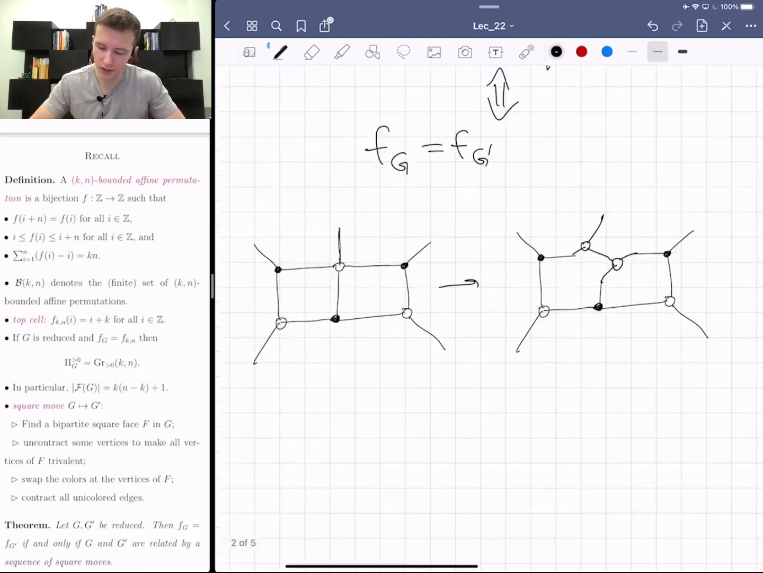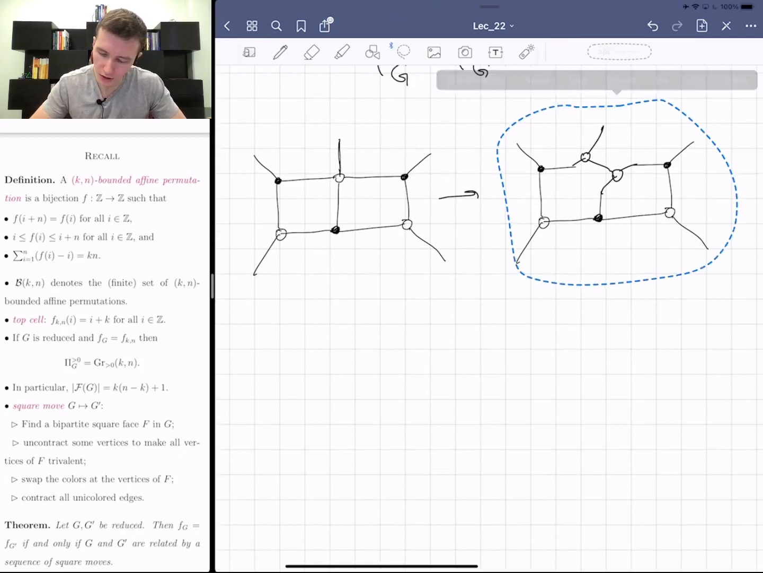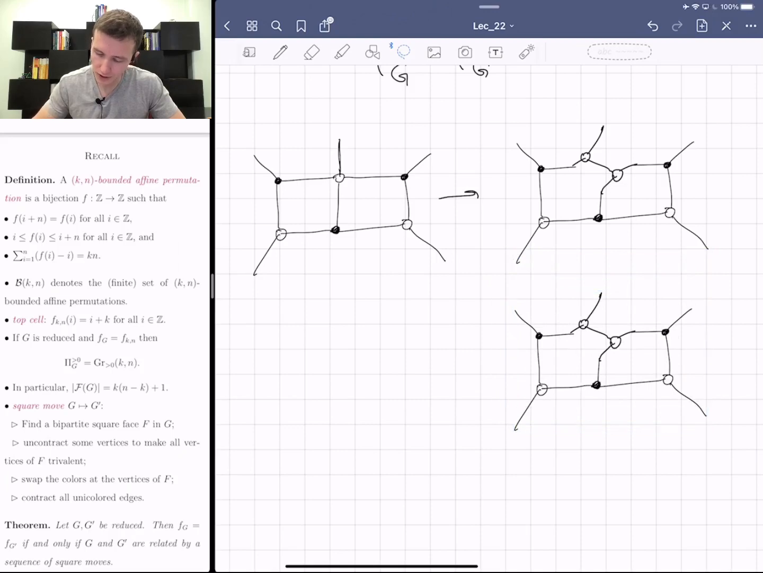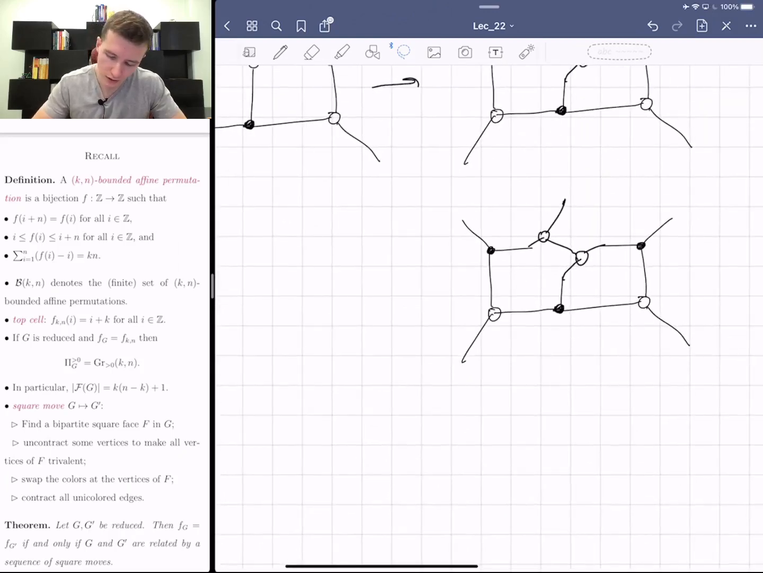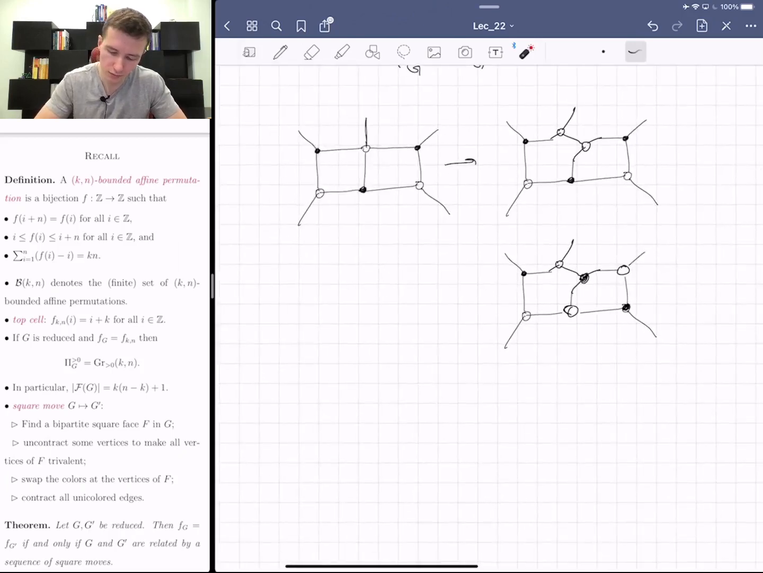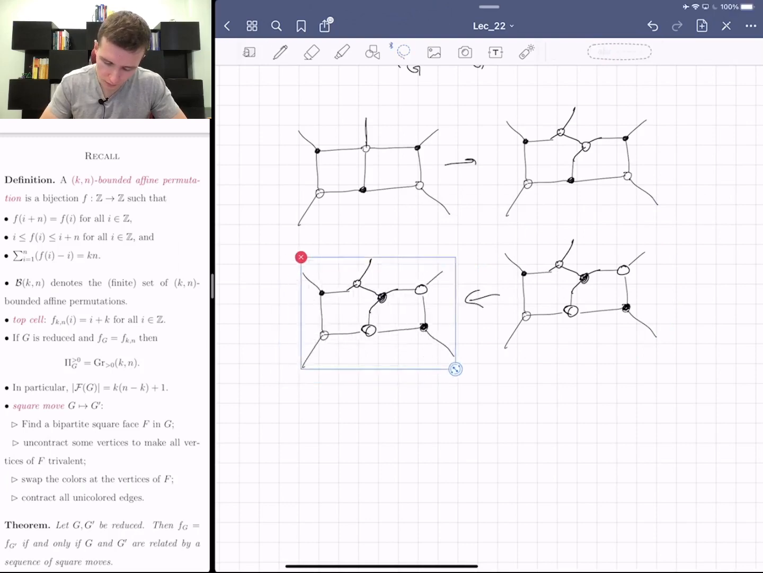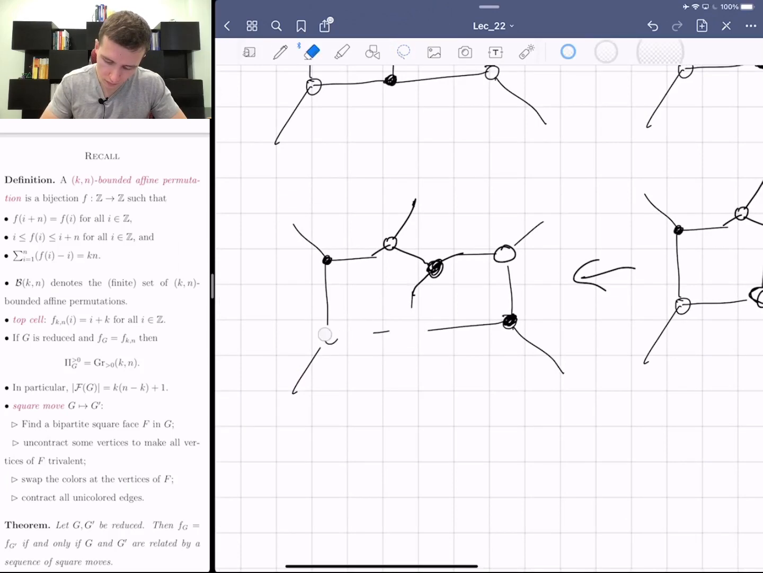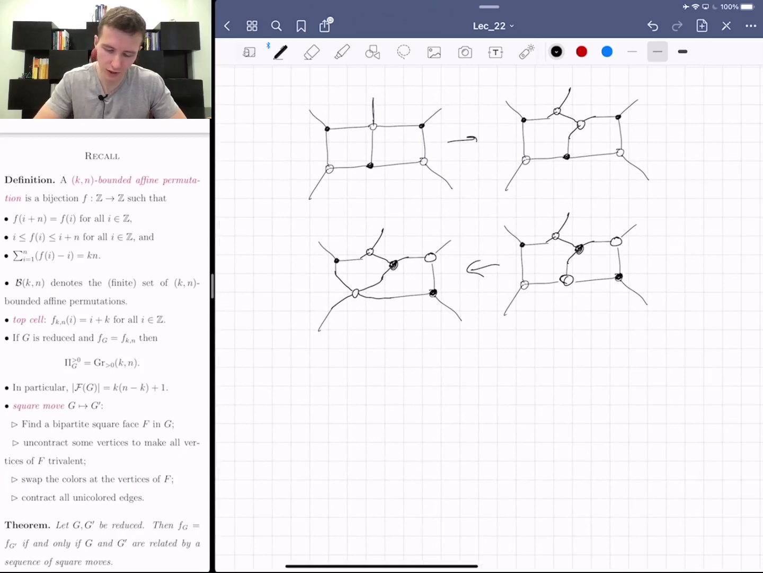So let me try to do that. Okay, and now all vertices are trivalent, and then I can swap the colors. Well, I guess there's one more complication. Okay, but let me first swap the colors. These are now white, and these are black, and then I contract the extra edge. Okay, so that is the square move.